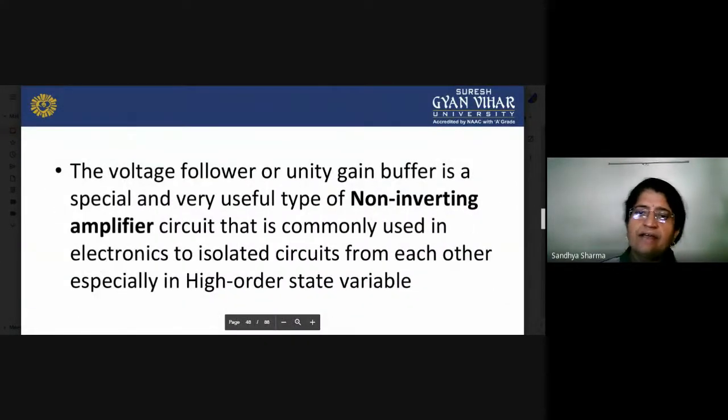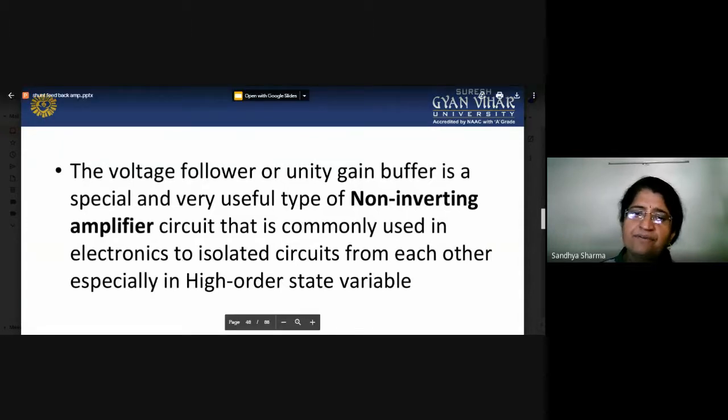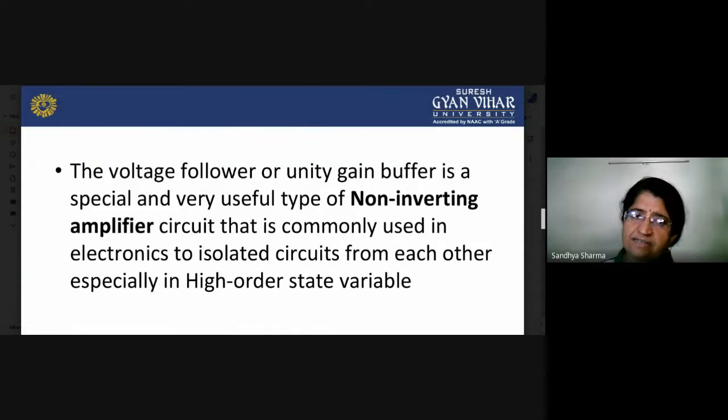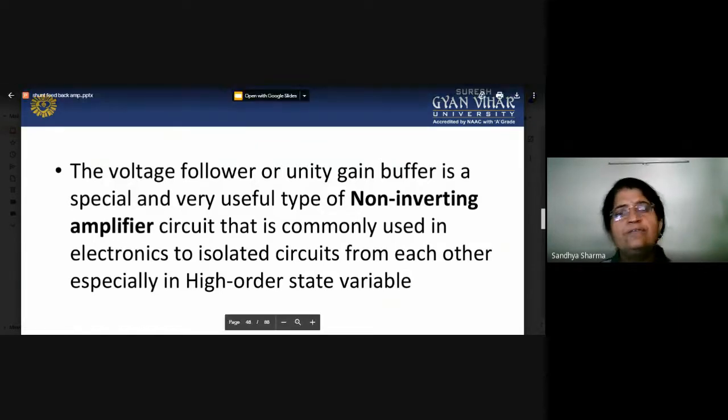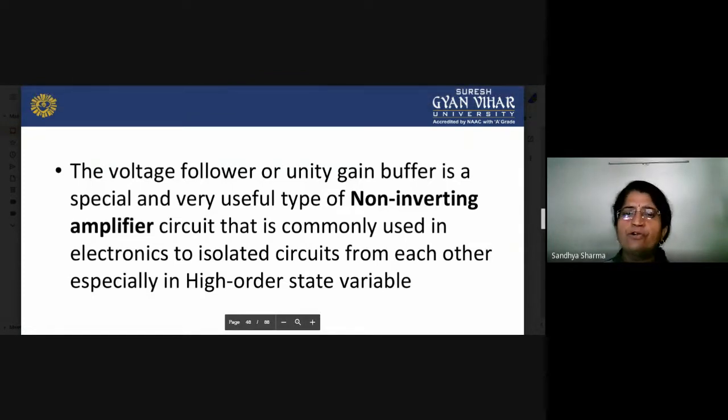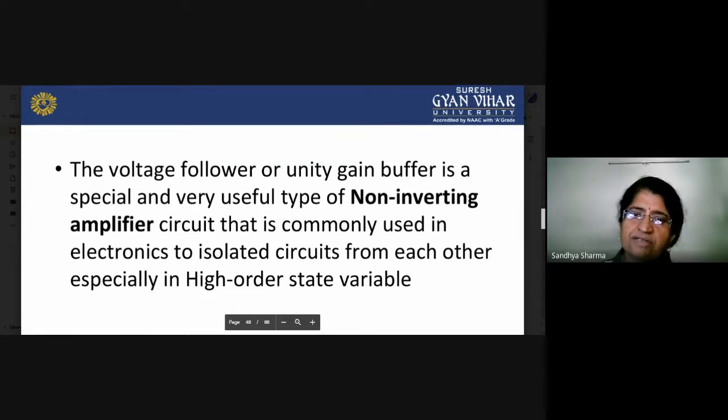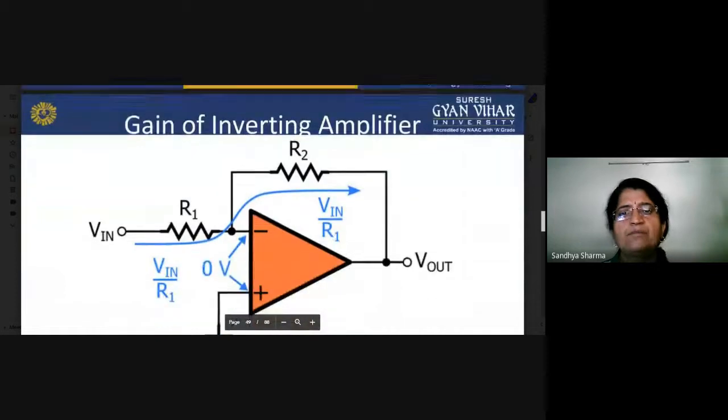Same thing, but we call it a unity gain buffer. It will work as a buffer. There is no amplification. It just works as an isolating circuit. So where do we use it in electronics? Where circuits need to be isolated from each other. If you want to isolate two components or two circuits from each other, we can use a buffer, your voltage follower circuit, because it can't amplify any type of signal.